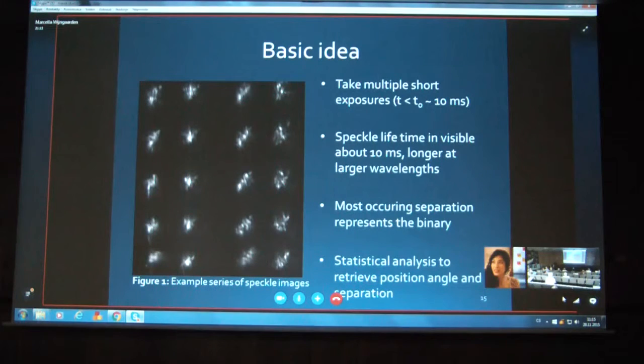So in all of these frames we see multiple speckles, and the idea is that the most frequently occurring separation between the speckles represents information about the components of the binary system. And we can then use statistical analysis on all the 400 frames to retrieve the most important information to describe the orbit. And this is the position angle between the components and the separation between the components. And this is just a very basic idea behind the technique. And I hope in the next few slides it will become clearer.